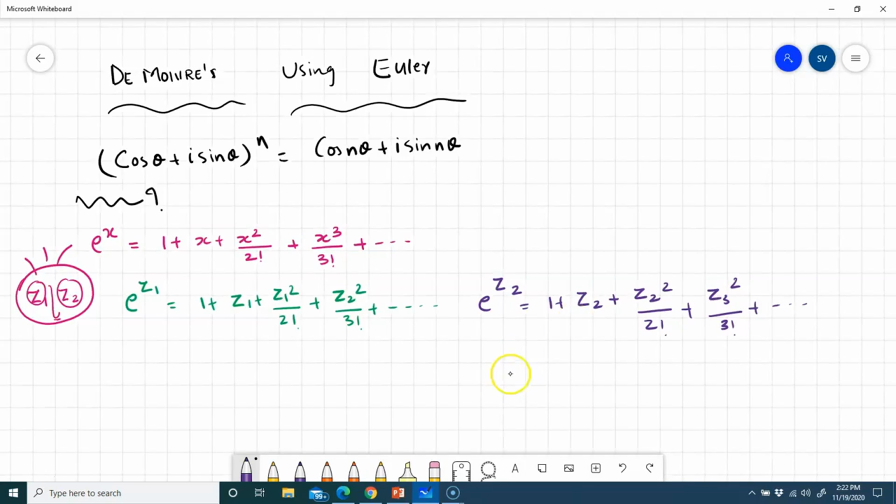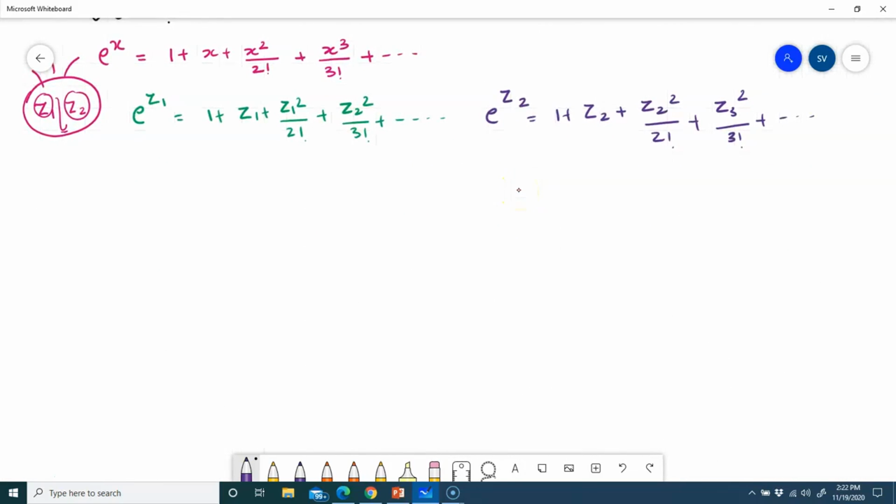That is actually a version where we changed the variable x into a complex number. So now I am asking you to find the product of these two. You can do that. What will be e raised to z1 times e raised to z2? Interesting question, because this is a series: 1 plus z1 plus z1 square by 2 factorial plus z1 cube by 3 factorial plus etc.